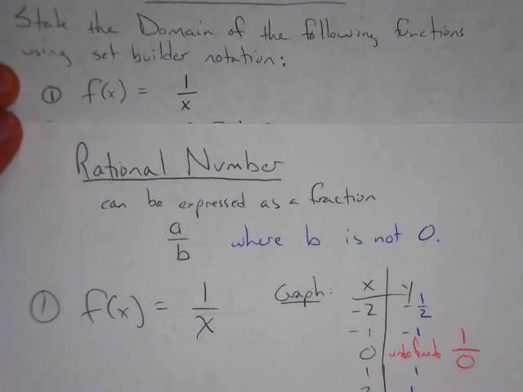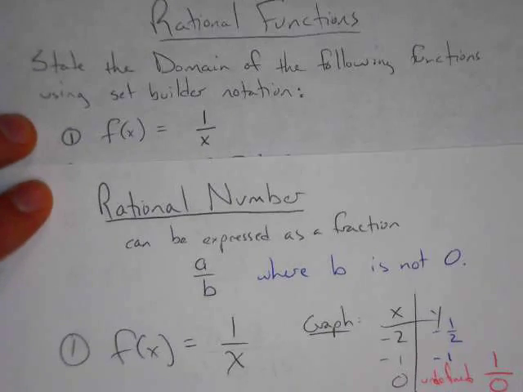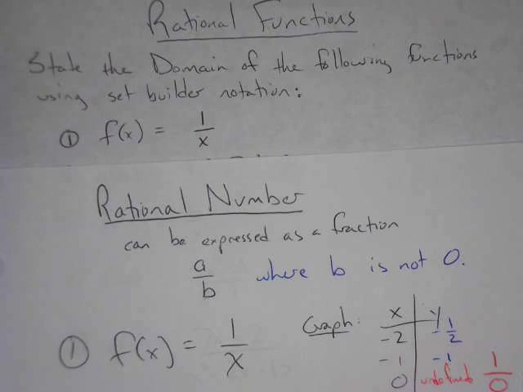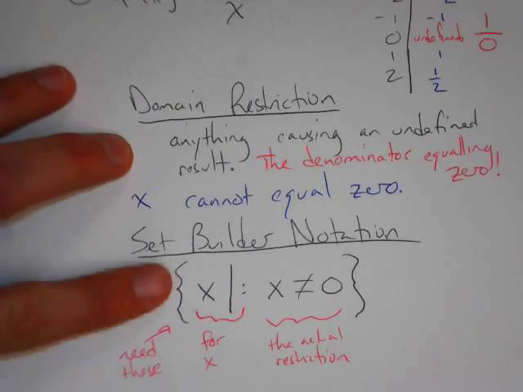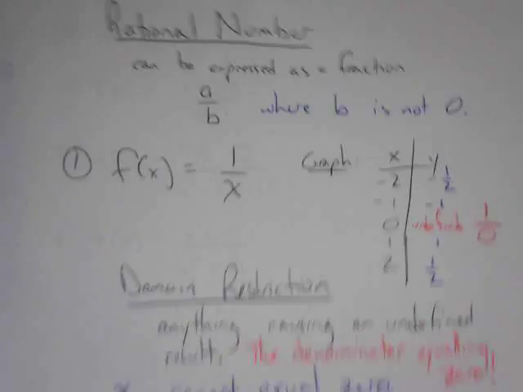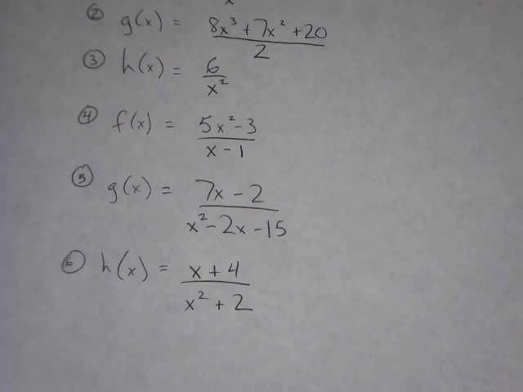Remember the directions: we're going to state the domain of the following function using set builder notation. We start with the first function, 1 over x. x couldn't be 0 because we can't have 0 in the denominator. So all we have to do is state that using set builder notation: x can't equal 0. And that's it for the notes. The rest is practice. Now we take a look at the function in problem number 2.